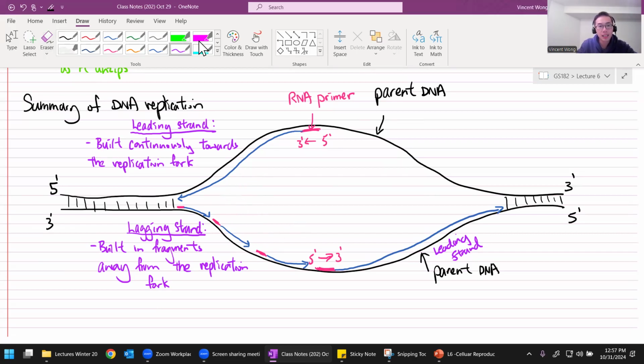Similarly, on the top side of the other half of the bubble, we have a similar situation. You're going to be building it in fragments. Fragment, fragment, fragment, like that. And this would be the lagging strand.